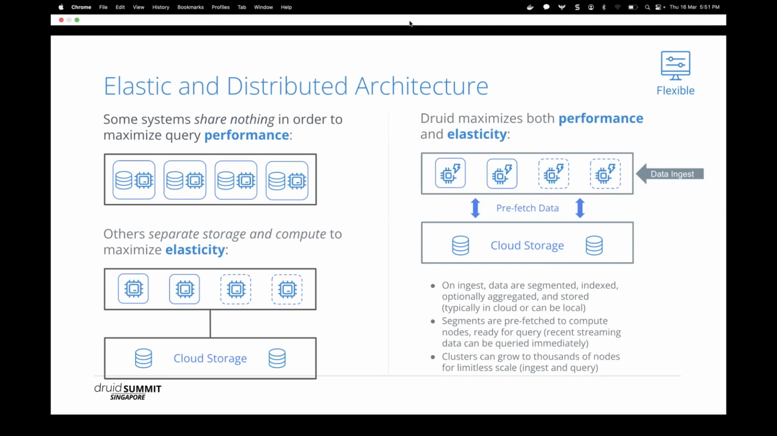So when the data is ingested, it is segmented, it is indexed, and is usually stored in a persistent store on the cloud. The segments are prefetched to the compute nodes ready for query. And this way, clusters can grow to thousands of nodes. This is what happens.